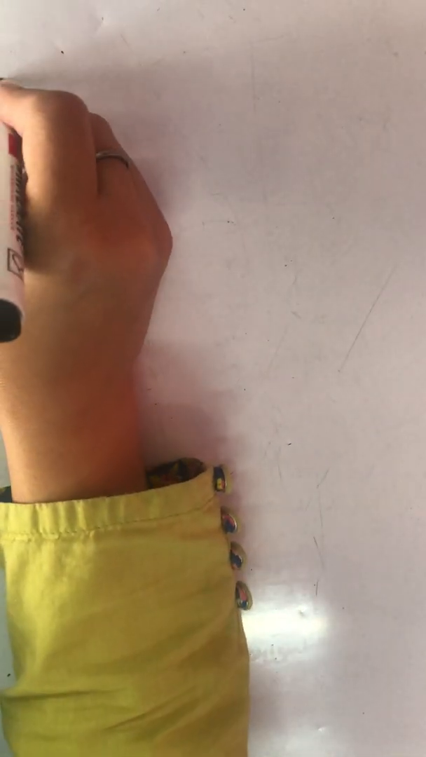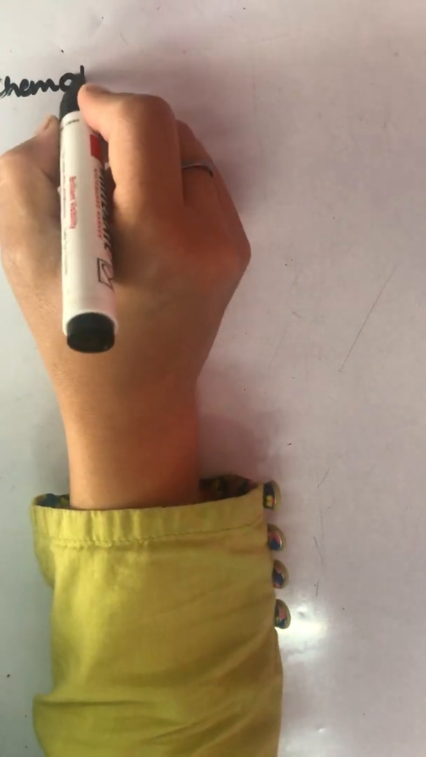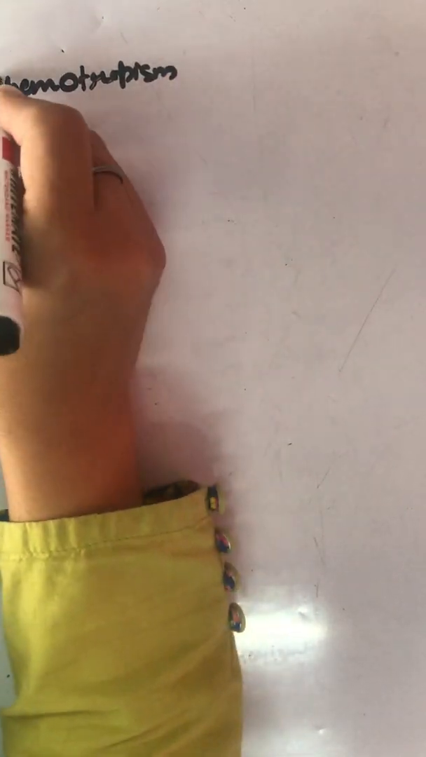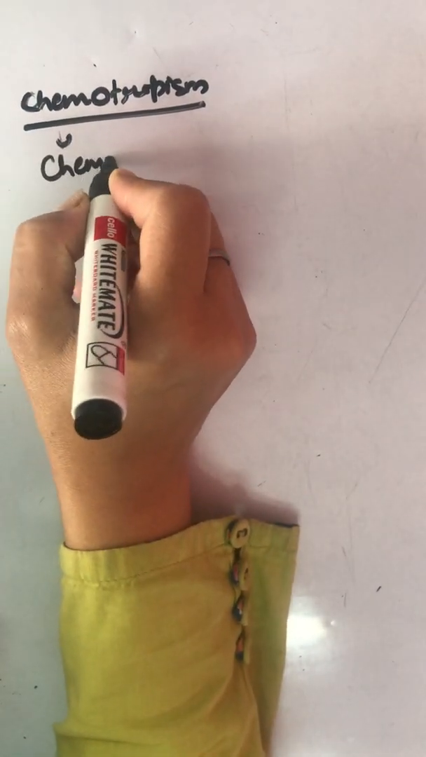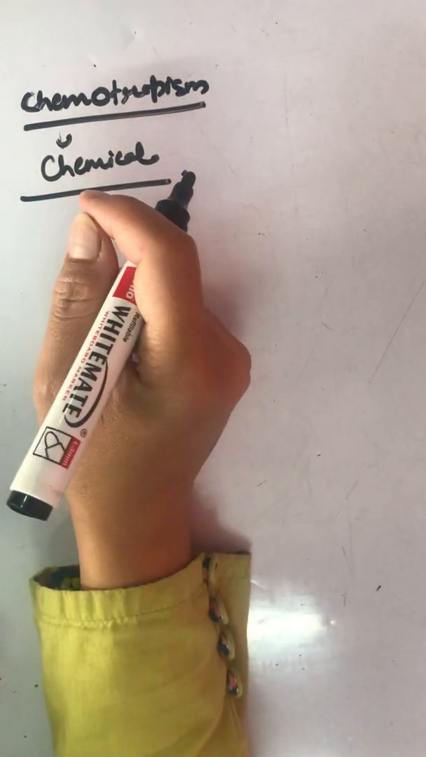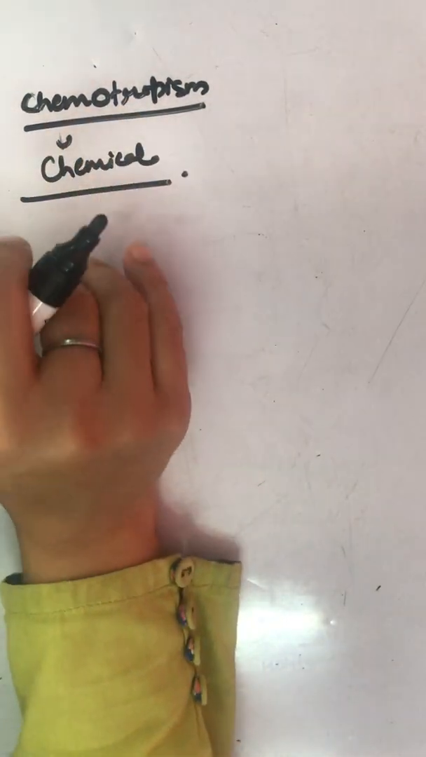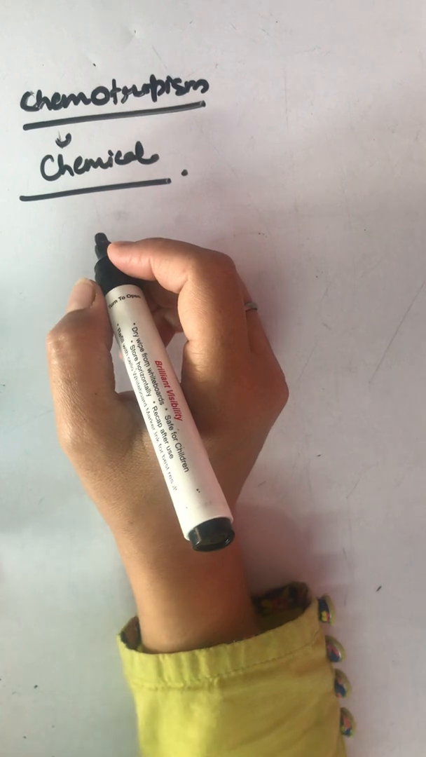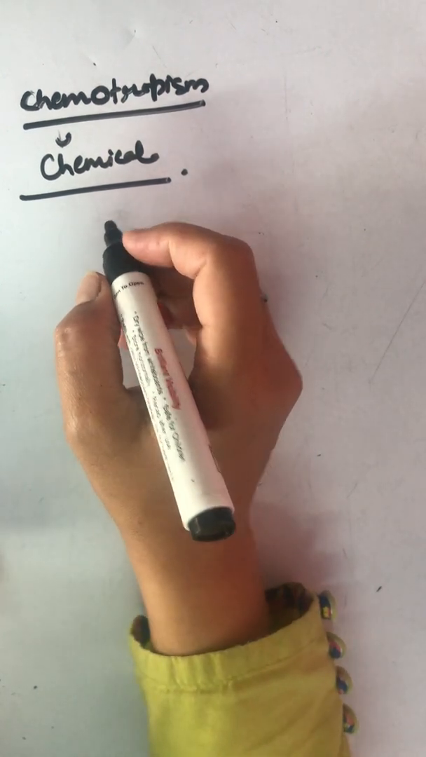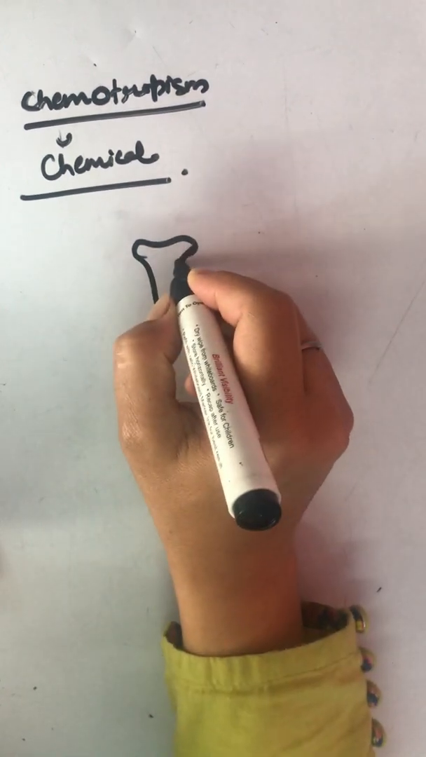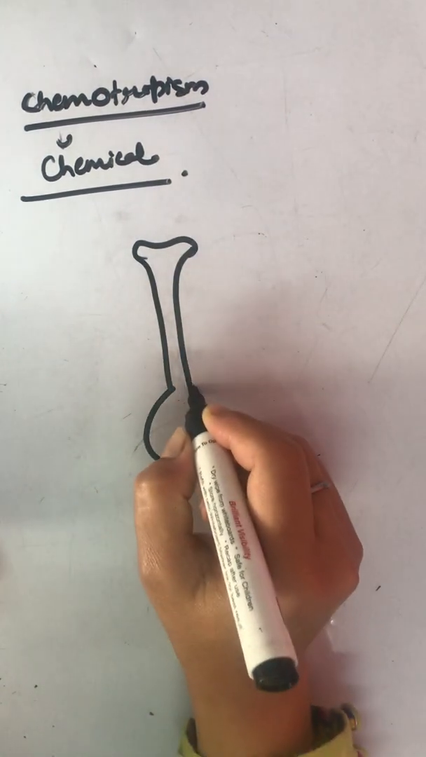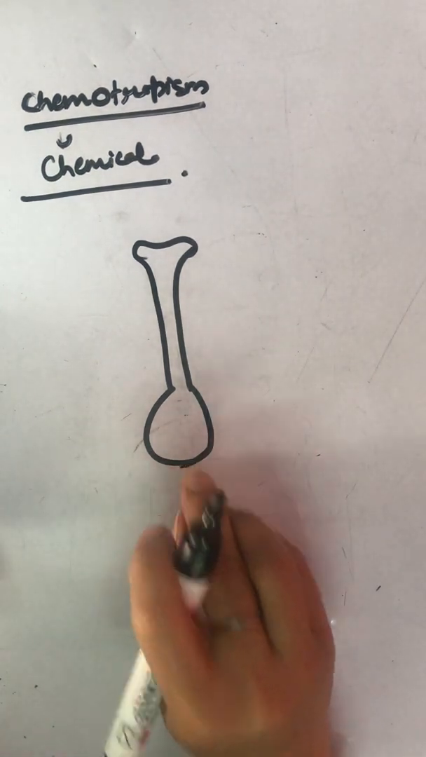Now, chemotropism. Chemo, as the name suggests, means chemical. We all have heard about pollination, right? And we say the stigma of the female reproductive part, that is the carpel, secretes a sugary substance, the chemical, in the style region. From where is it secreted? From the ovarian part.